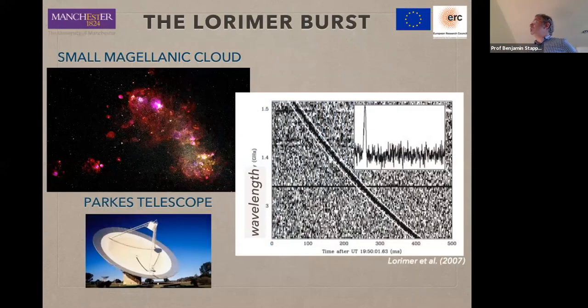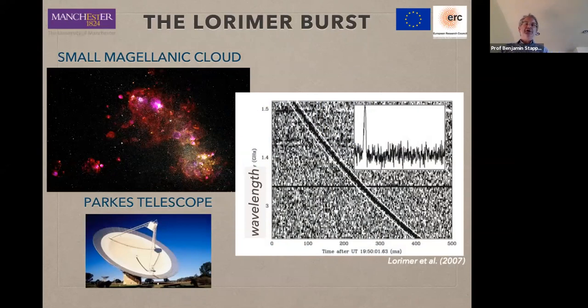So it was while looking for more of these objects, so people were searching for more of these radio pulsars, and they were actually looking for them in the nearest galaxies to our own, the Small and Large Magellanic Clouds. And for those of you who are able to see the southern sky, you may be familiar with them as beautiful objects in the night sky.